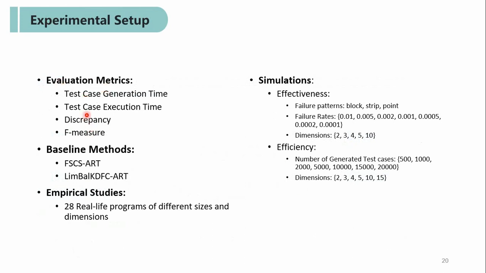So our experimental setup is based on these four evaluation metrics. Test case generation time is the time taken to generate a specific number of test cases. Test case execution time is the time taken to execute a specific number of test cases, and this is applicable to empirical studies only for real life programs. Discrepancy measures how evenly test cases are spread across software input domain, and F measure is the number of test cases to be executed before finding the first failure.